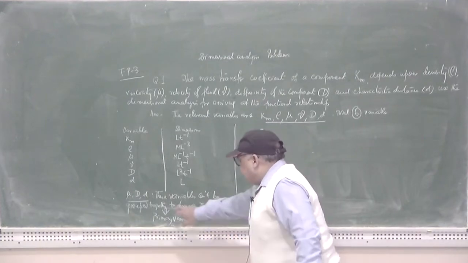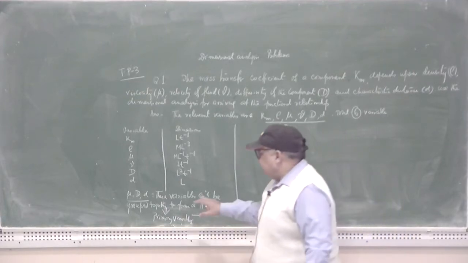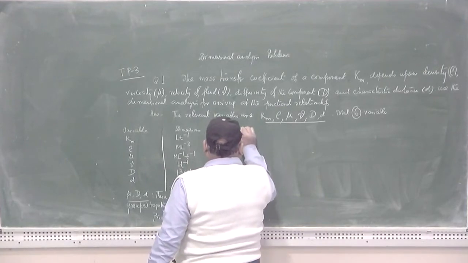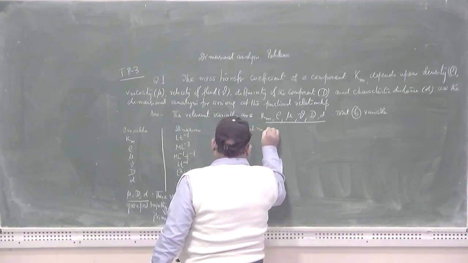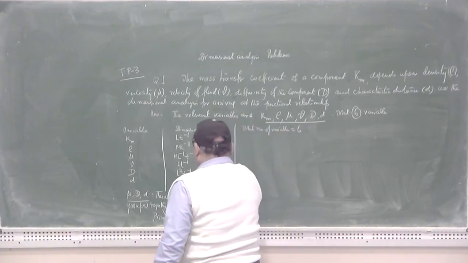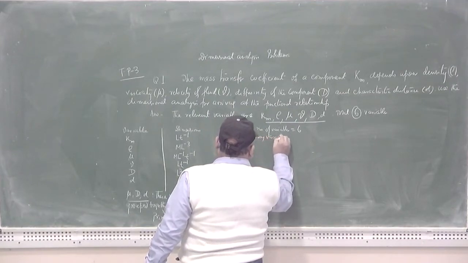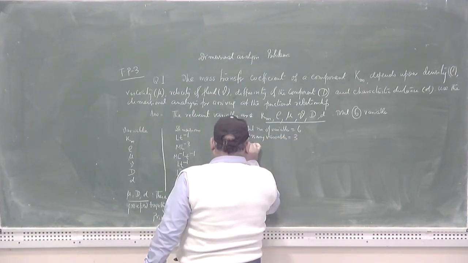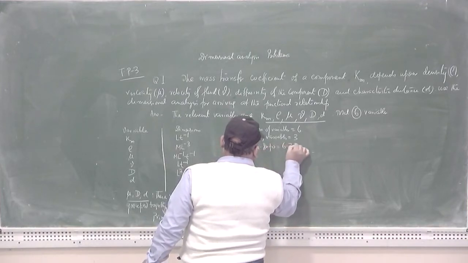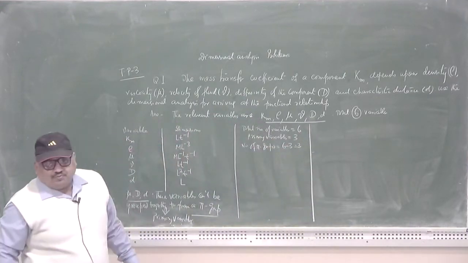Here, if the three variables cannot be grouped together to form a pi group, then the number of pi groups which can be generated here, because the total number of variables is 6, total number of variables is equal to how much? 6, and primary variables are 3. So, the number of pi groups is equal to 6 minus 3 is equal to 3. So, let us arrive at those pi groups.